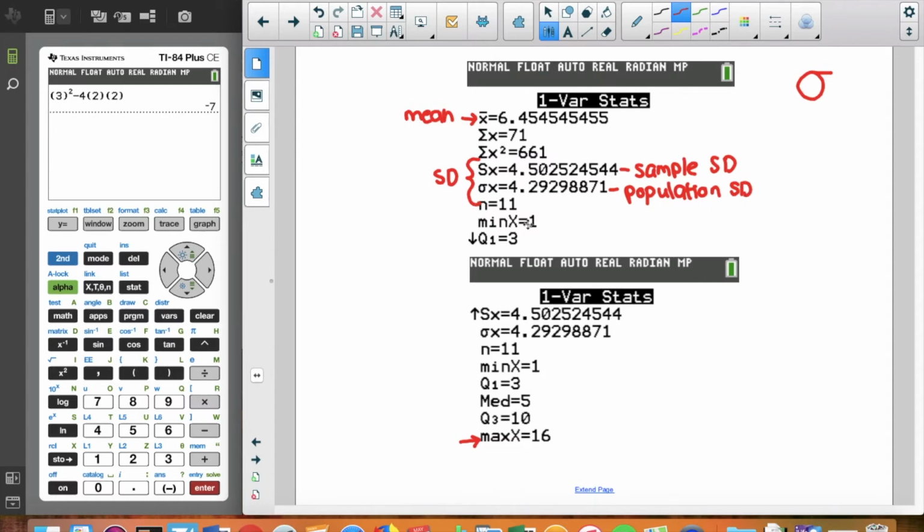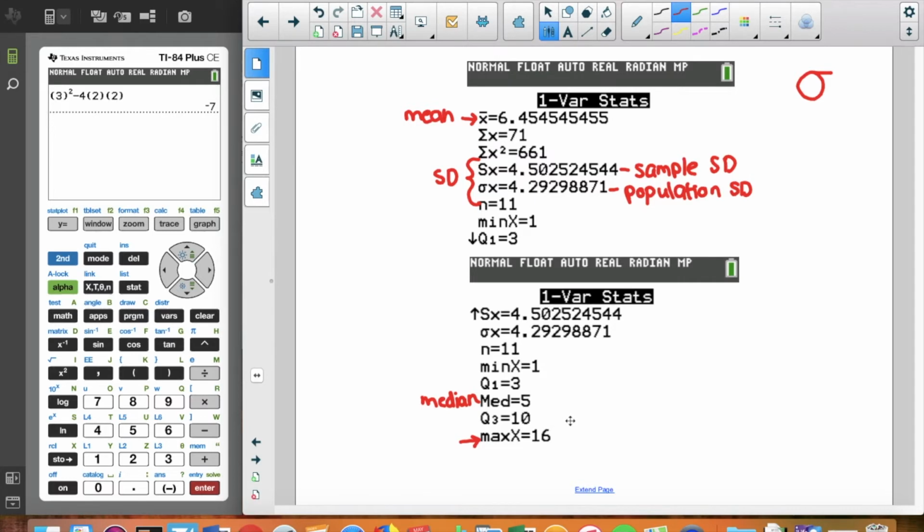This is your minimum value. Now this Q1, that's something called a quartile. Your MED, that's your median. Q3 is another quartile, and max is your maximum value.